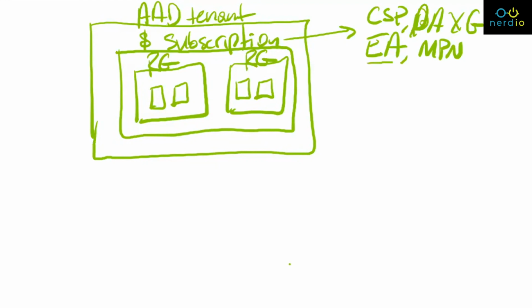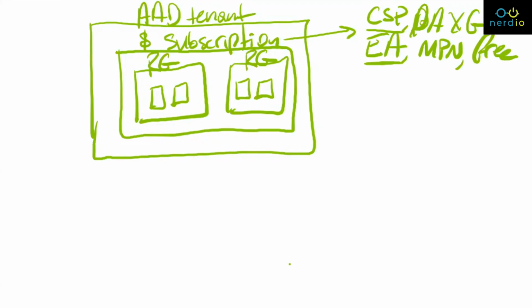EA, for example, is something you negotiate and pay for upfront. CSP is something you pay for on a monthly basis. Pay as you go, obviously, you pay as you go. MPN is normally prepaid and sponsored. There's free, all sorts of different versions of the billing arrangement.